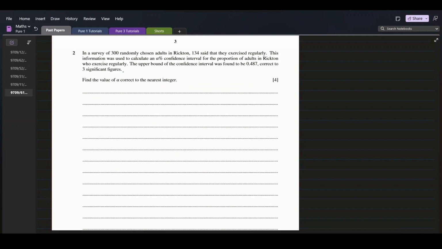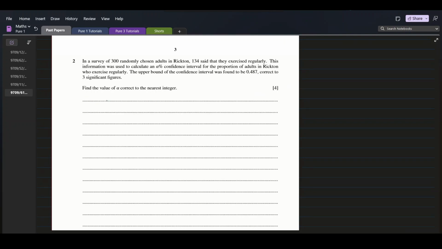Number 2. In a survey of 300 randomly chosen adults in Rickton, 134 say that they exercise regularly. This information was used to calculate an alpha % confidence interval for the proportion of adults in Rickton who exercise regularly. The upper bound of the confidence interval was found to be 0.487, correct to 3 significant figures. Find the value of alpha correct to the nearest integer.